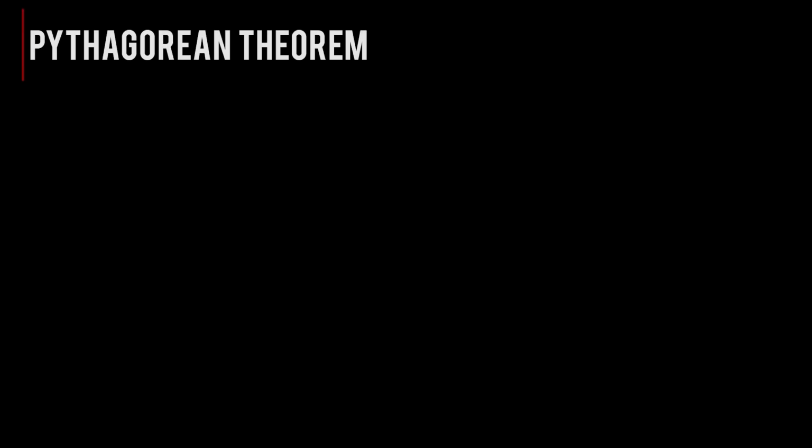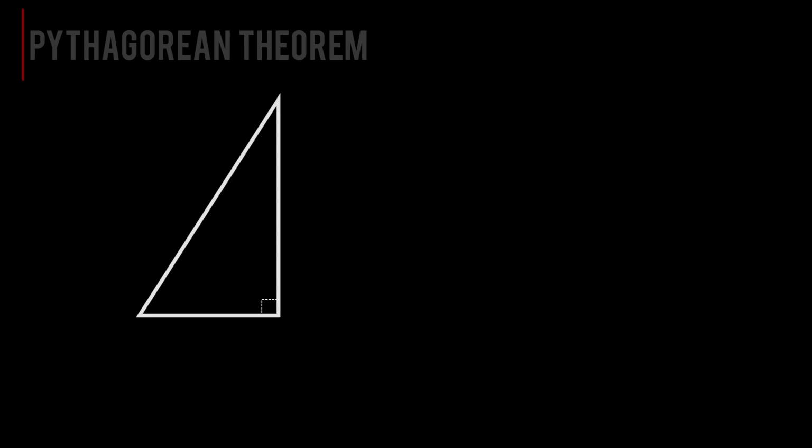So to start out with, we're going to talk about the Pythagorean theorem. This is something that we use when we're talking about right triangles. So we have a right triangle here with sides A, B, and a hypotenuse of C. The Pythagorean theorem says that a squared plus b squared is going to be equal to c squared.